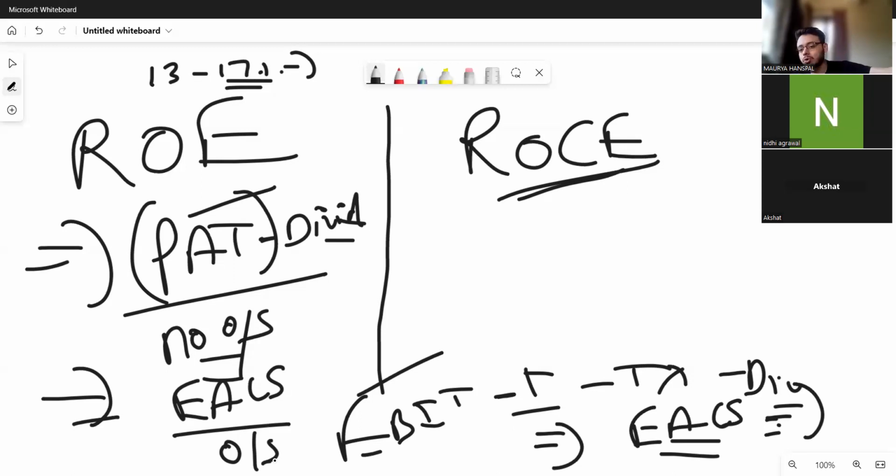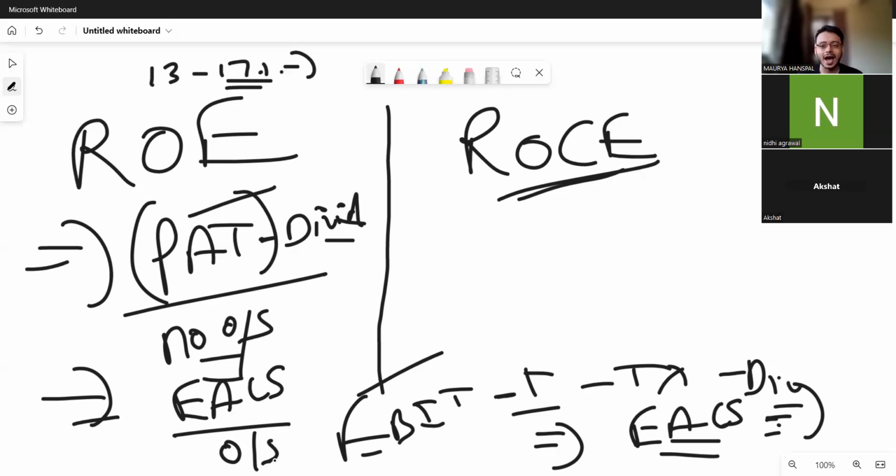Everyone will say PAT, but you should say earnings available to common shareholders if the dividend has been paid. If the dividend has not been paid, then call it PAT, the profit after tax. So the formula says your earnings available to common shareholders divided by your outstanding shares.